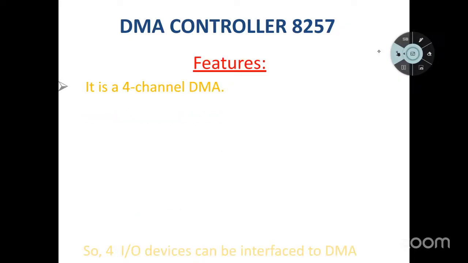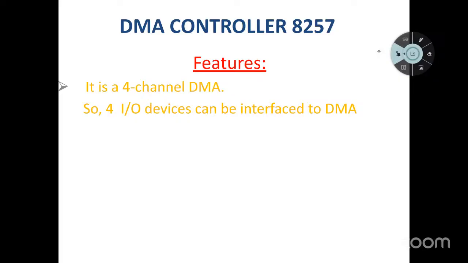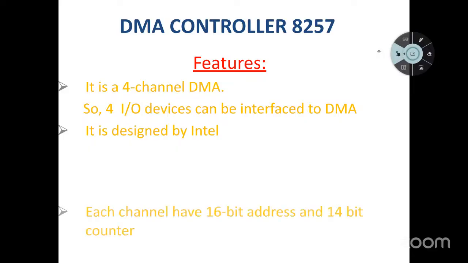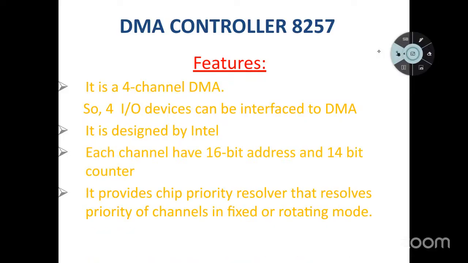There are 4 ports, 4 different channels, in the 8257.